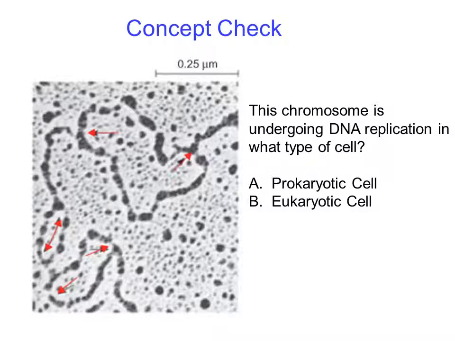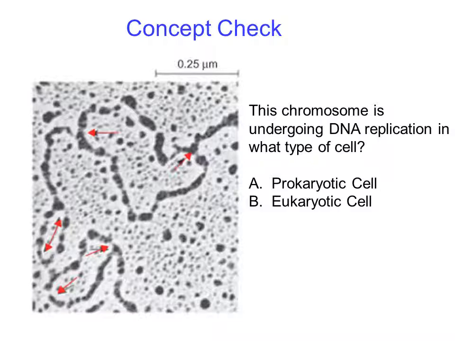So here is a thought question for you. Do you think this chromosome that's undergoing DNA replication is a prokaryotic cell or a eukaryotic cell? Go ahead and pause the video and answer this question on a sheet of paper. Take a minute to think it through.